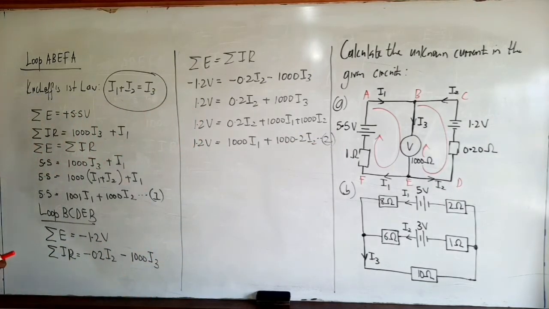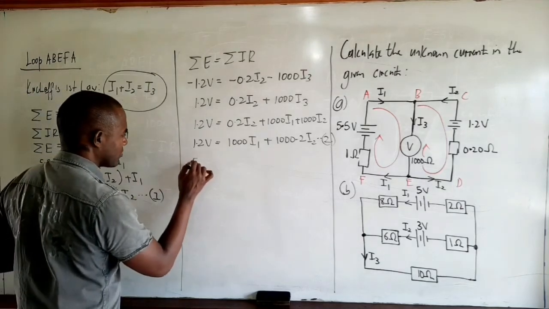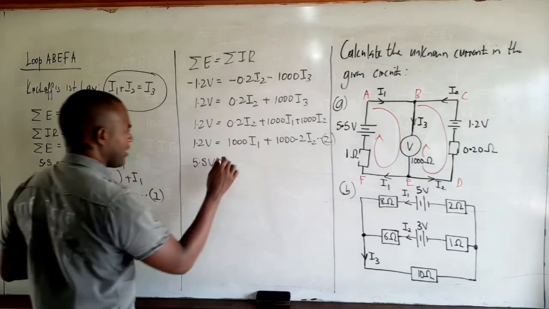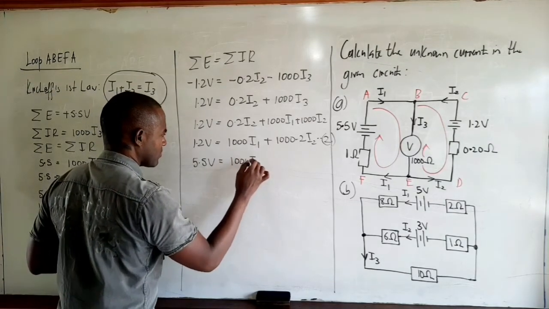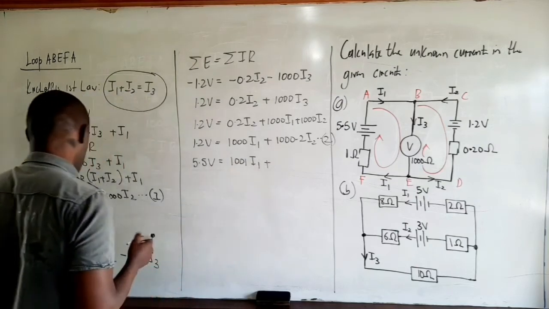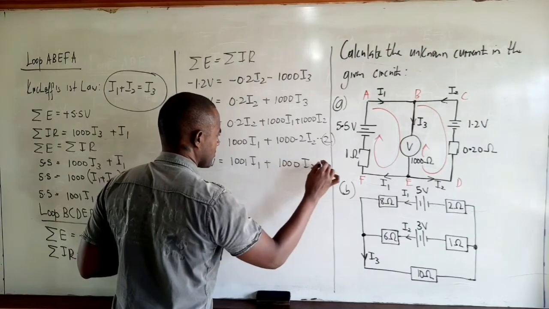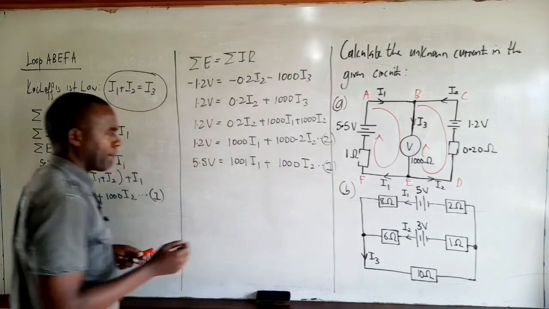Alright? So let's just write the two equations below each other. So we have 5.5 volts is equal to 1001 I1 plus 1000 I2. And that, of course, is our equation 1. Right?